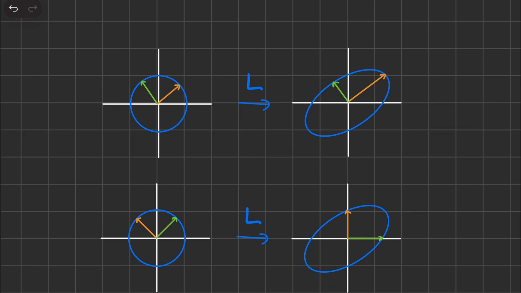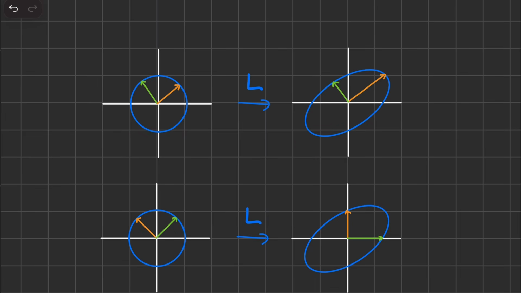Now, we're only going to look at those that do not squash dimensions. So linear transformations which do not zero a dimension, like I've just shown with the zero matrix, or the transformation which disregards a dimension. In that case, our linear transformation turns our unit circle into an ellipse.